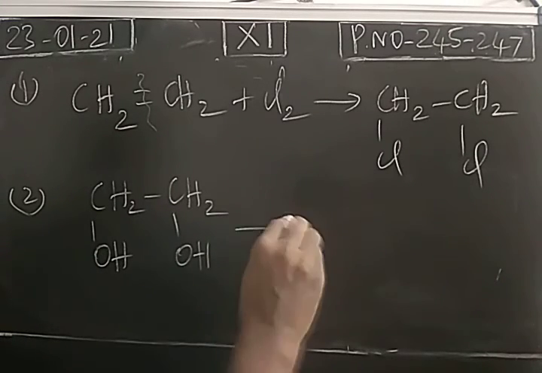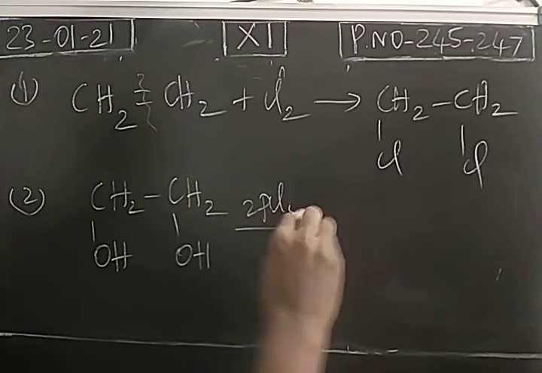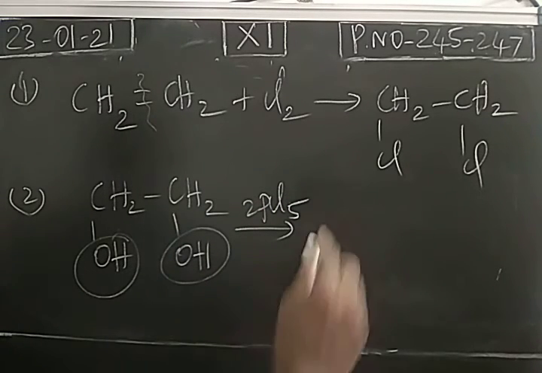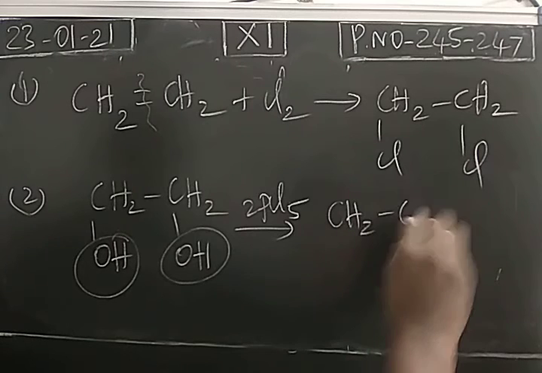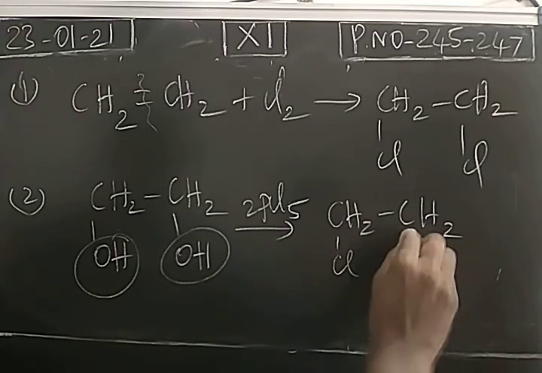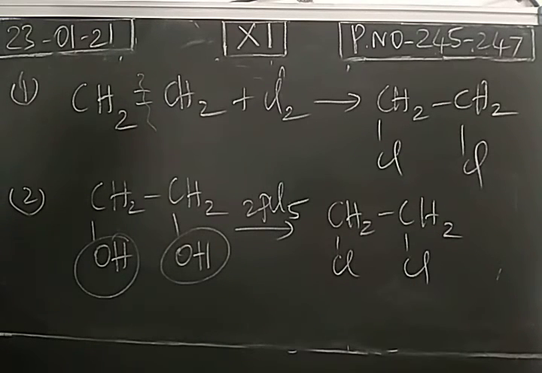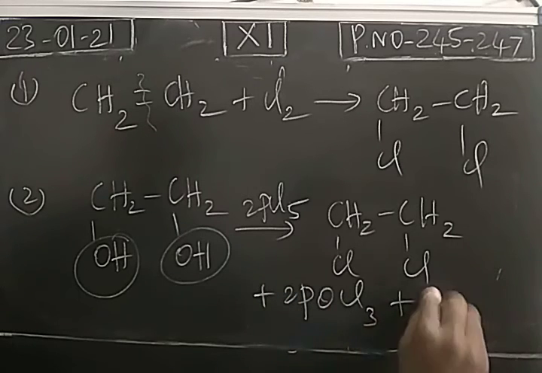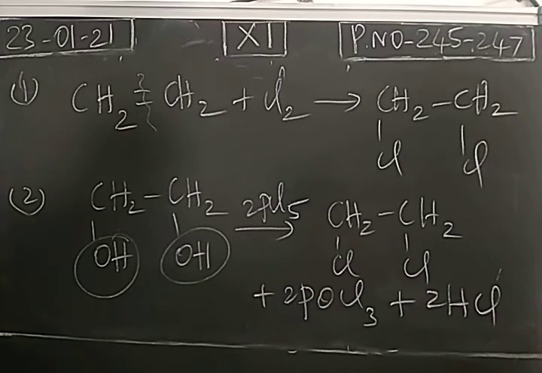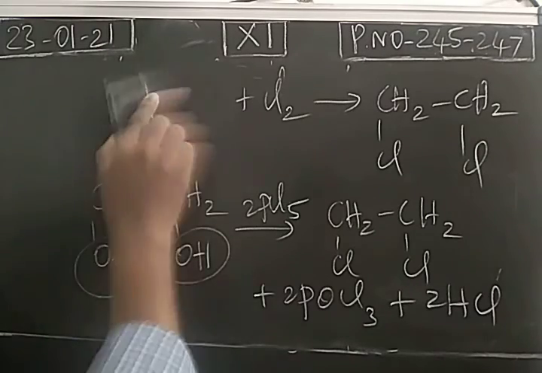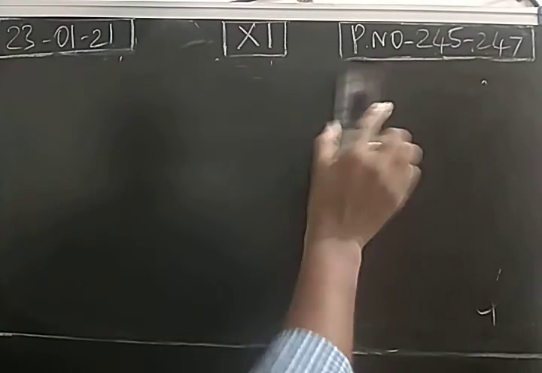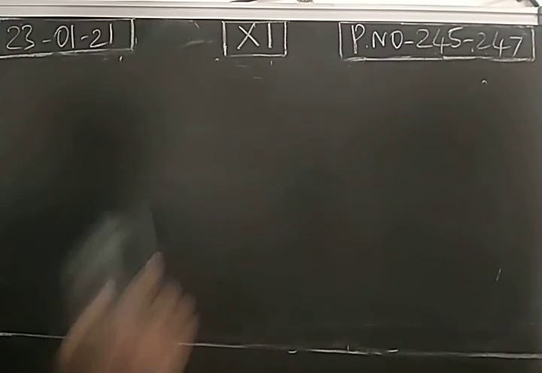We treat it with phosphorus pentachloride. Both the OH groups will be replaced by chlorine. So we will get vicinal dihalide. 1,2-dichloroethane will be formed along with the liberation of phosphoryl chloride and 2 molecules of hydrogen chloride. So with this, preparation of gem dihalides and vicinal dihalides is over. Next, physical properties.